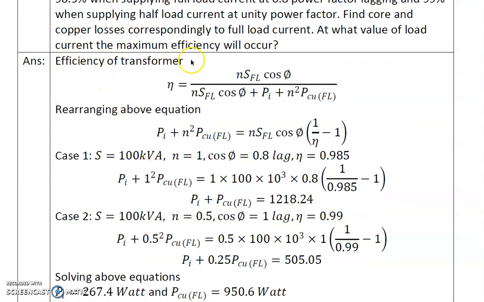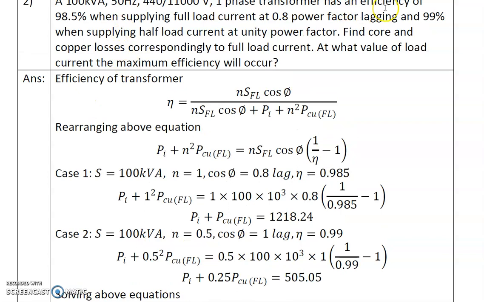So what is the formula for the efficiency of a transformer? Efficiency of the transformer is equal to n S_FL cos phi, where n is the loading in per unit, S_FL is the full load rating of the transformer, divided by n S_FL cos phi plus P_i plus n squared P_cu, the copper losses at the full load condition. If I rearrange this equation, I bring eta to this side and transfer the terms, so P_i plus n squared P_cu full load is equal to n S_FL cos phi times (1 upon eta minus 1).